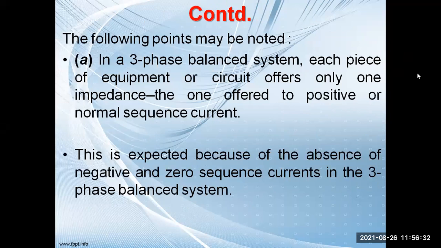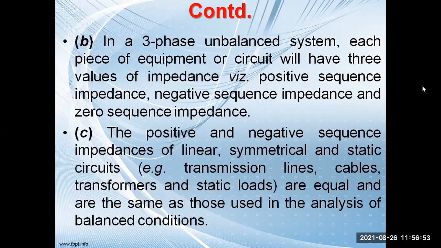The following points we can conclude from this. First, in a three-phase balanced system, one piece of equipment or circuit offers only one impedance, the one offered to the positive or normal sequence current. This is expected because of the absence of negative and zero sequence current in a three-phase balanced system. Then in a three-phase unbalanced system, each piece of equipment or circuit will have three values of impedance: positive sequence impedance, negative sequence impedance, and zero sequence impedance.